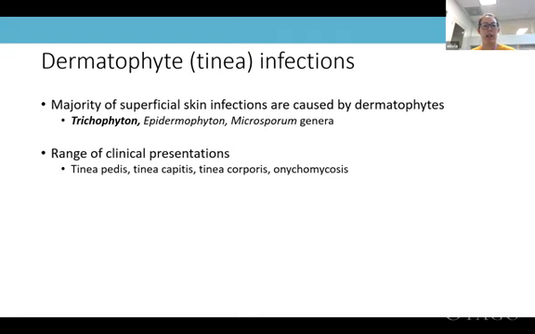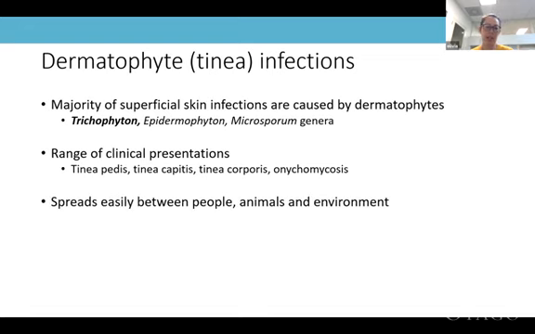They have a really wide range of clinical presentations, but it mostly depends on the part of the body they're affecting. So you can get tinea pedis, which is fungal infection between your toes, tinea capitis on your head, corporis on your body, and onychomycosis, that's when you get nail infection. It's really easily spread between people, but also animals and the environment. The diagnosis is mostly clinical, just looking at it and saying, I think that looks like a superficial fungal infection, but you can do skin scrapings to look at it under the microscope to identify that it looks like a dermatophyte.